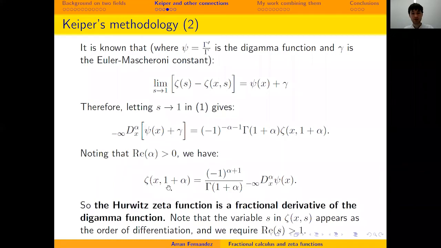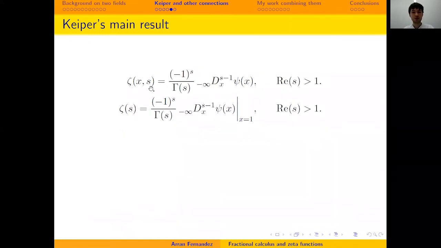And if you write s equals 1 plus alpha, then you get a result for zeta of x, s written as a fractional derivative. What we've shown here is the Hurwitz zeta function is a fractional derivative of the digamma function. The variable s, the second variable there, appears as the order of differentiation. And also we require the real part of s to be bigger than 1, because s is 1 plus alpha, and the real part of alpha is bigger than 0. So we needed to use the real part of s bigger than 1, but we get this nice result for the Hurwitz zeta function as an s minus 1 fractional derivative of the psi function.